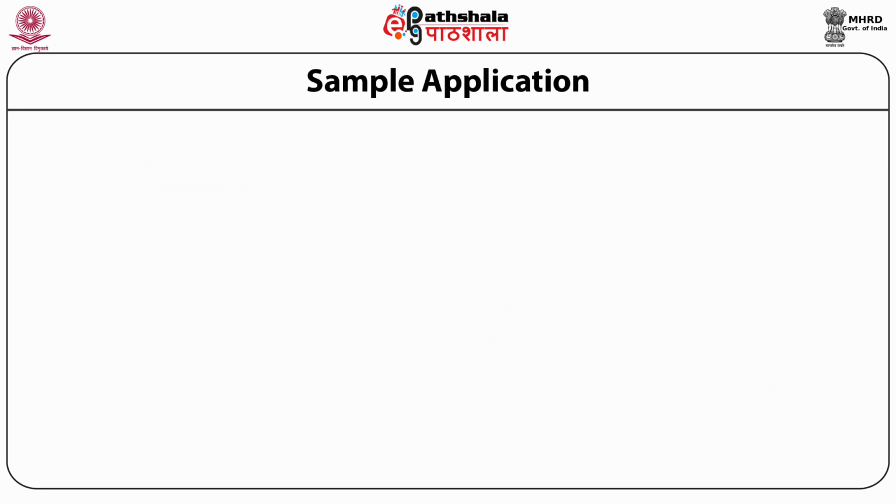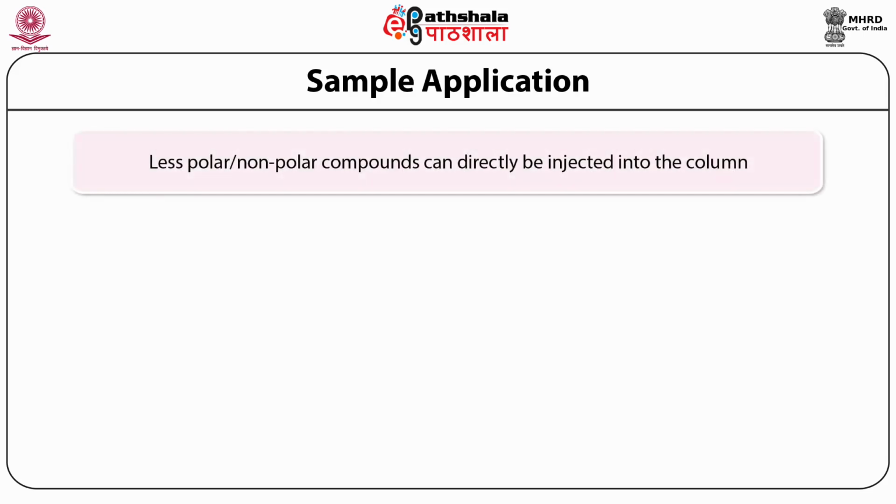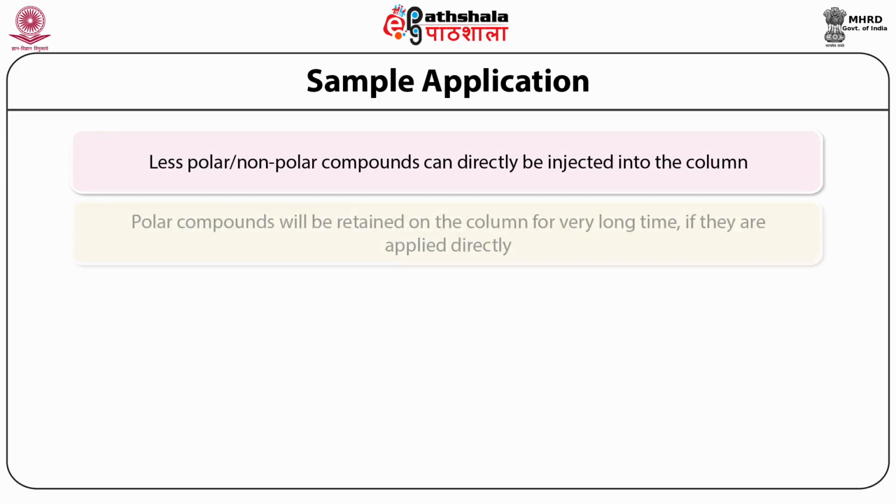So let's just go through the list of steps that I mentioned in the previous part that are used to inject the sample into the GLC column. The less polar or the non-polar compounds can directly be injected into the column. The polar compounds will be retained on the column for a very long time if they are applied directly. So like I said, the polar compounds will therefore need to be derivatized before they are injected into the column.